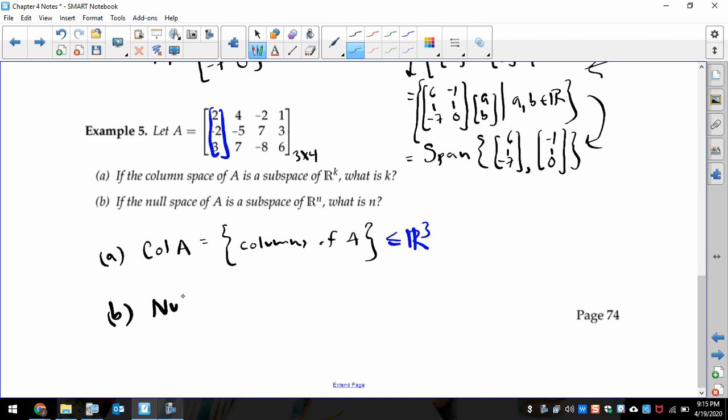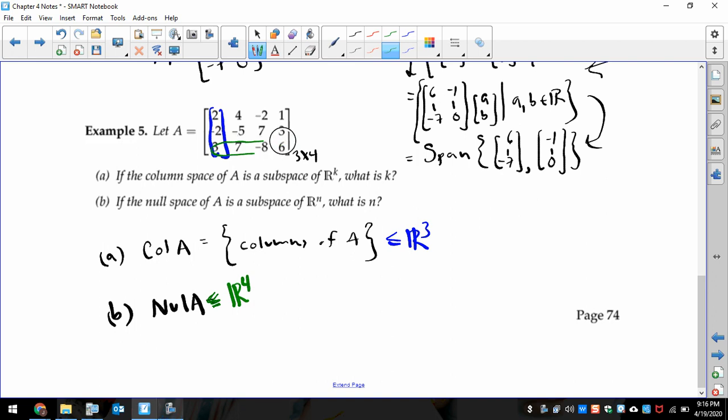You could probably just guess now that you know the column space is always the size of each of the columns, so the null space is the size of a row. I think I won't write out the definition here. I'll just say the size of rows. So R4. Okay, so this is a subspace. Yeah, that's the size of its rows.